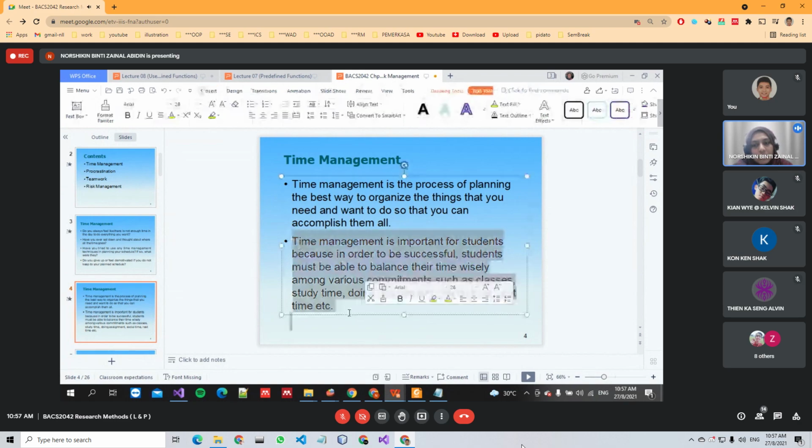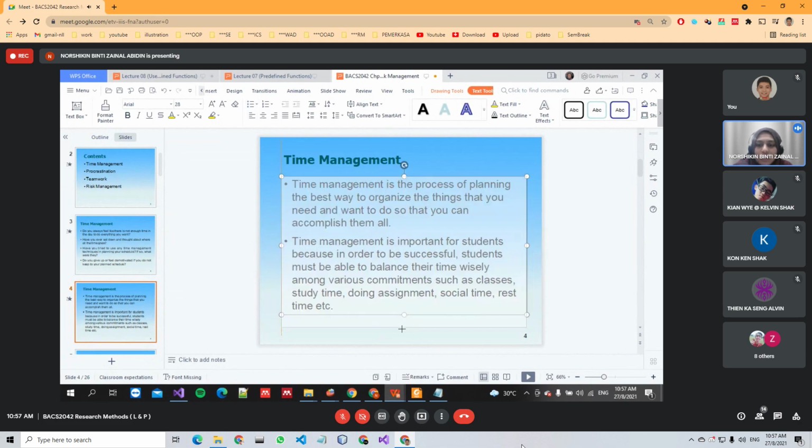So time management is important for students because in order to be successful, students must be able to balance their time wisely among various commitments such as classes, study time, doing assignments, social time, rest time, and etc. Okay, so this one is already stated here. It is very important to balance your time wisely. Why? Because you guys are young, so you have a lot of things to do. Maybe you want to play games, maybe you want to go and hang out with your friends, so you need to spend your time wisely.